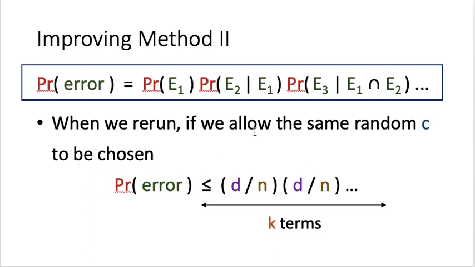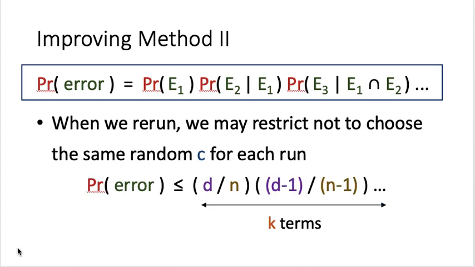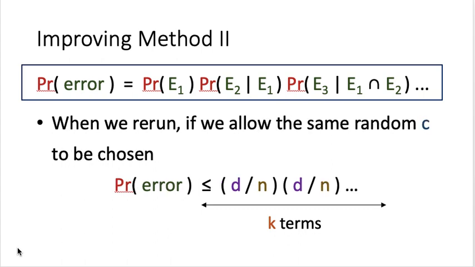So when we allow the same random number to be chosen, the probability of error can be analyzed like this. So what does that mean? We have two ways of doing the improvement. Both of them are rerunning the algorithm, but one of them allows the same number to be picked again and again, and the other one does not. So which one is better?